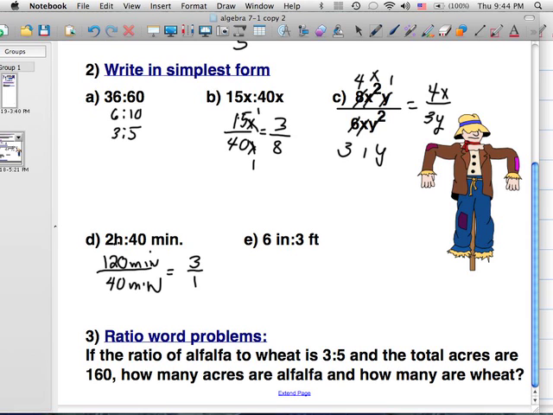And the second example is 6 inches to 3 feet. We'll change the feet to inches, so it would be 6 inches. Every foot has 12 inches, so 3 feet is 36 inches. So 6 over 36 would be 1 to 6.